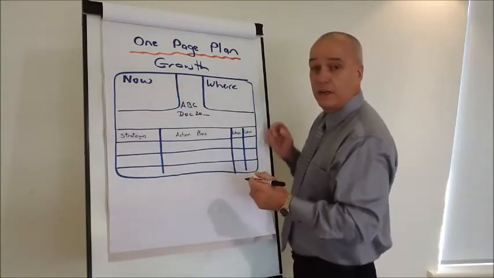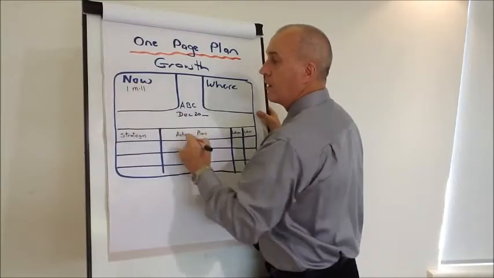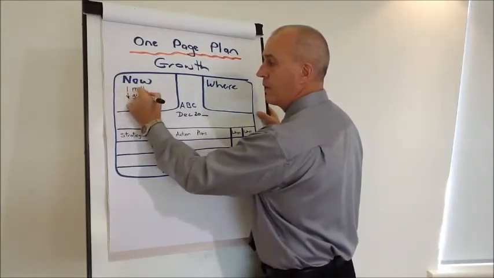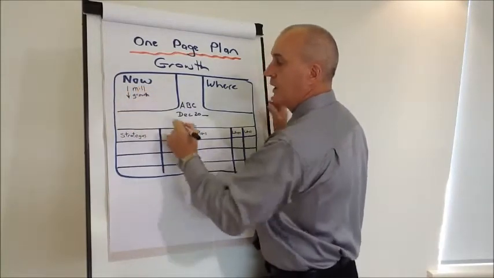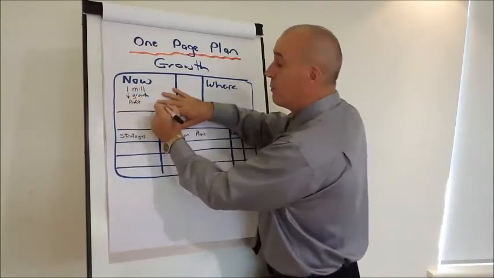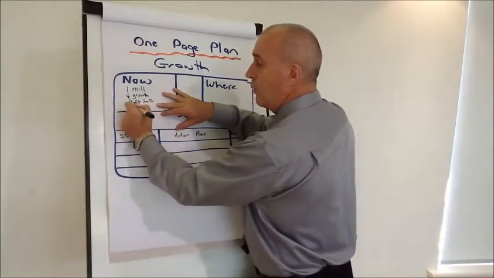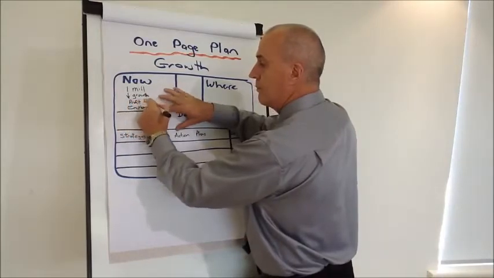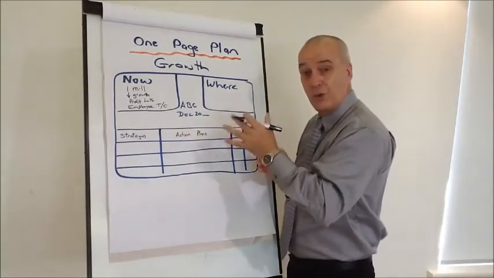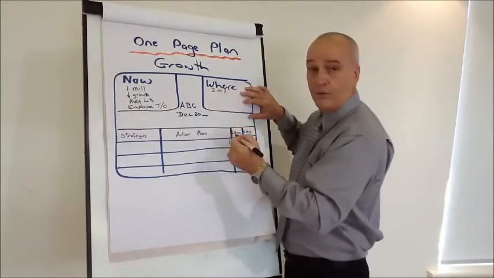In this example, we're taking a company where they've got sales of $1 million. They've got growth that is falling. They might have a profit of, say, 4%. And they might have high employee turnover. That's where they are now, and obviously they want to change where they are now to where they want to be, which is to have $2 million of revenue.